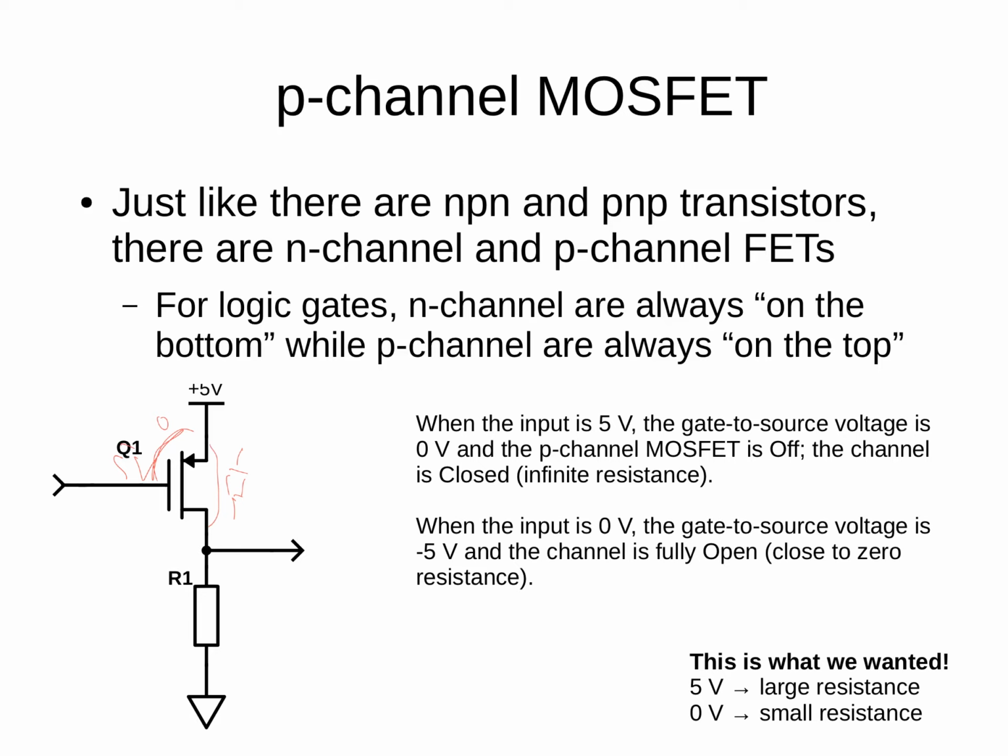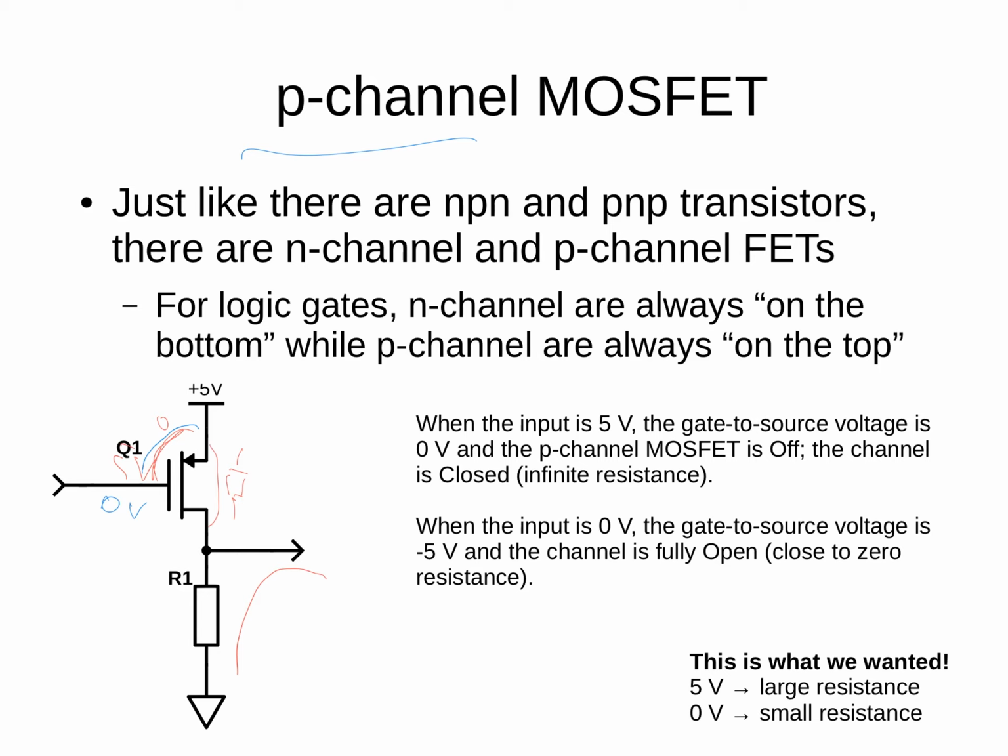When our FET is off, then of course the output is going to be close to 0 volts due to this pull down resistor. On the other hand, if the input is made 0 volts, then there's now a large voltage drop. Yes, it's a negative voltage drop, but these are P-channel FETs.